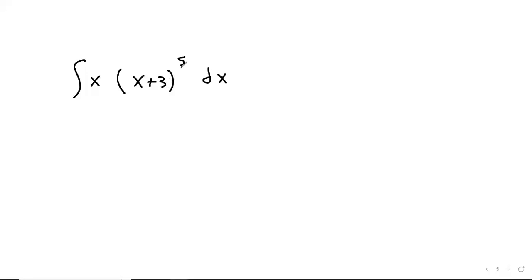In this example, we couldn't apply the rule because if the function is x plus 3, then f prime is 1, but we have x written in front of this bracket, so it might be a trick one. We can write it as x plus 3 minus 3. I didn't change this x because 3 and minus 3 can be cancelled.